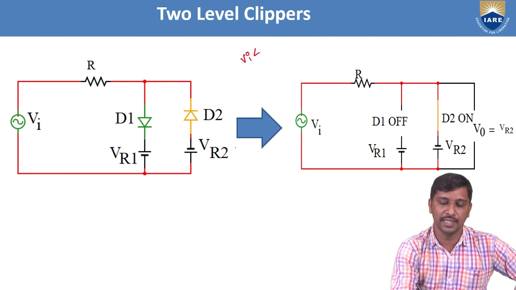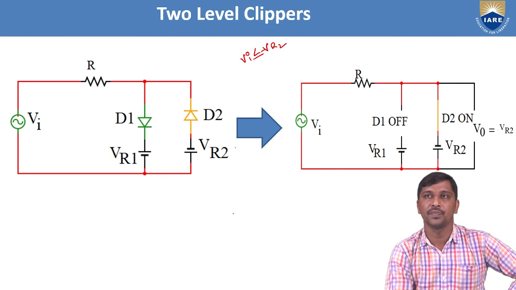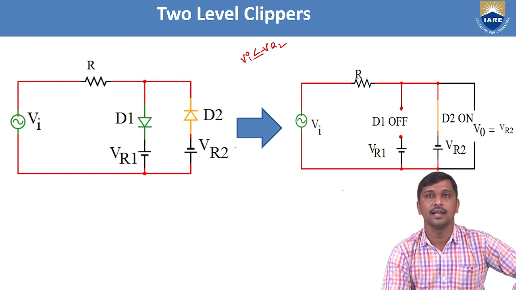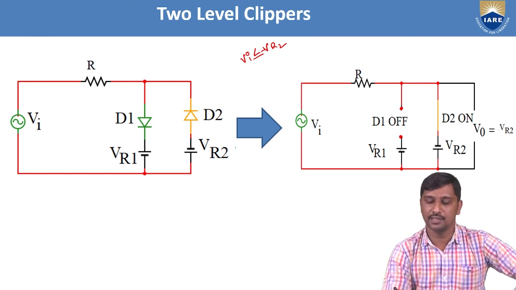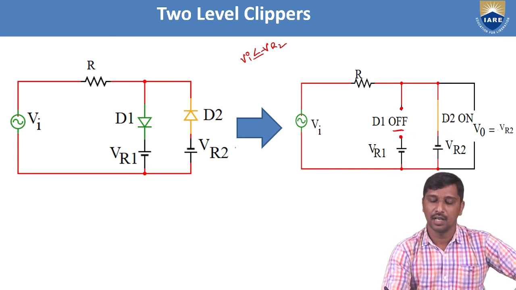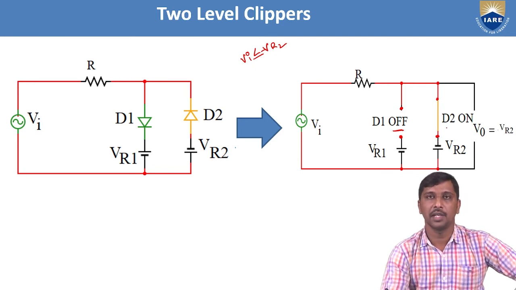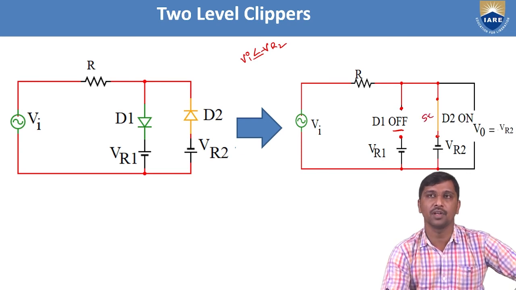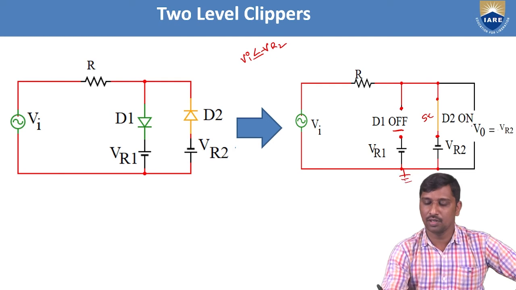Whenever the input voltage is less than minus VR2, we observe that diode D1 acts as a non-conducting mode. Hence, it should be replaced with the off circuit, that is nothing but an open circuit. And at this point, whenever Vi is less than or equal to minus VR2, diode D2 acts as a conducting state, that is nothing but the on state. If it is on state, it is replaced with a short circuit. This is the short circuit model. Based on this equivalent model, now we are going to observe the output voltage across this given clipper circuit.